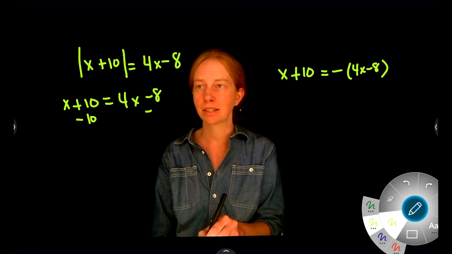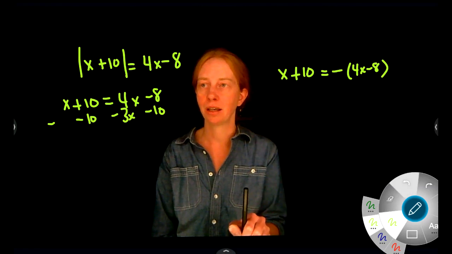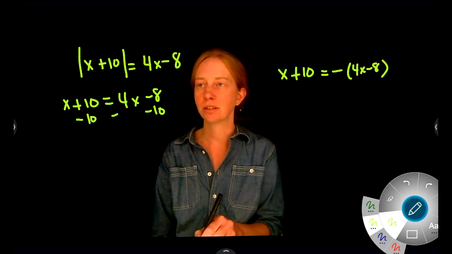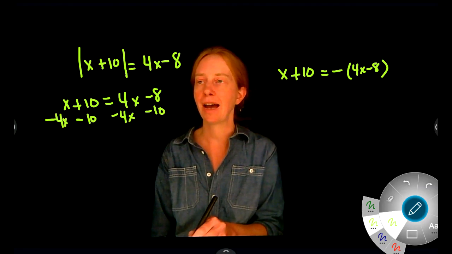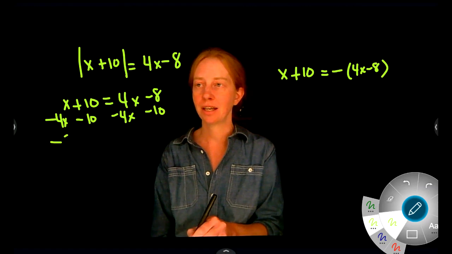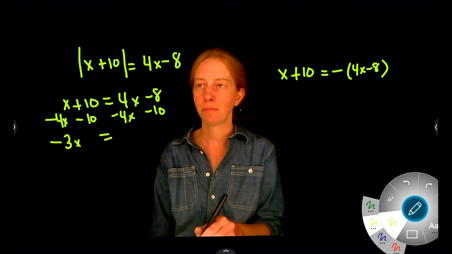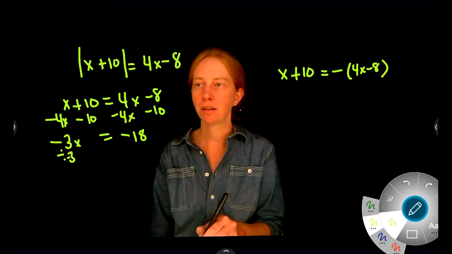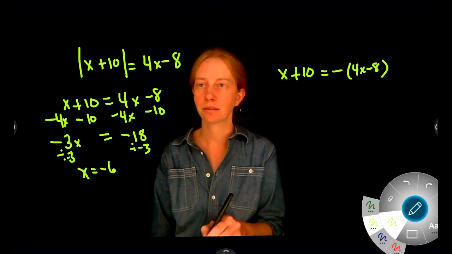We're going to subtract 10, and we'll subtract the 4x. I don't know where I came up with 3 in my head. That's a 4. I think I just did the math in my head and I didn't write it fast enough. Okay, so x minus 4x is negative 3x, plus 10 minus 10 is 0. 4x minus 4x is 0. Minus 8 minus 10 is minus 18. We'll divide by negative 3. We have x equals negative 6.